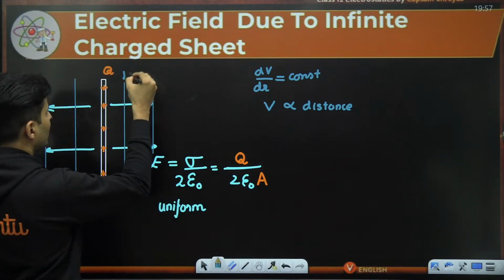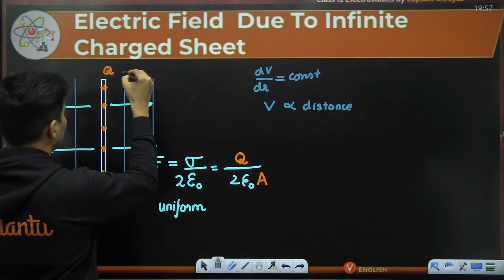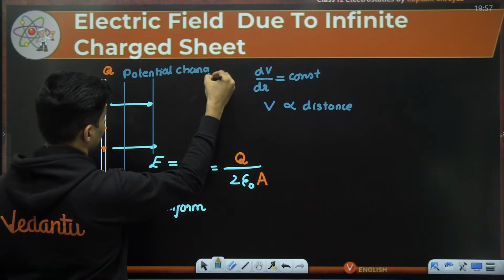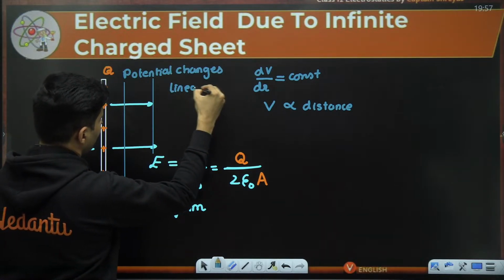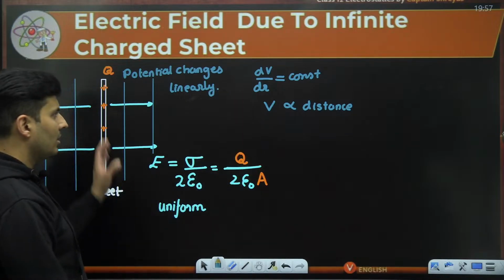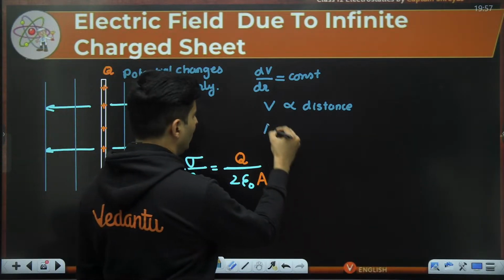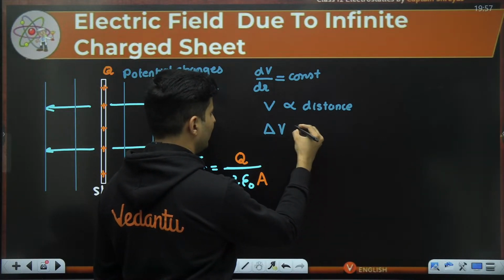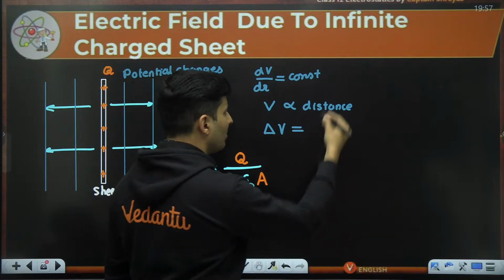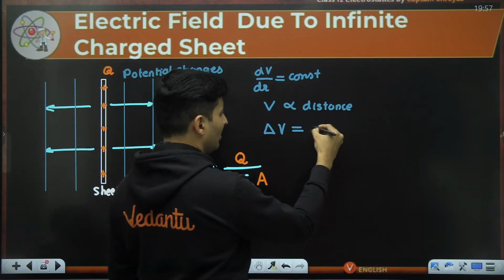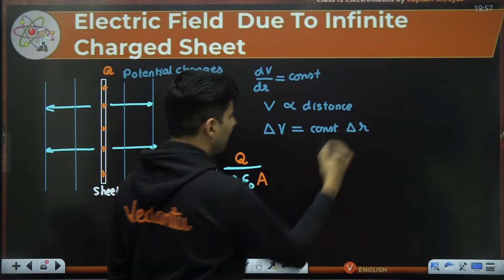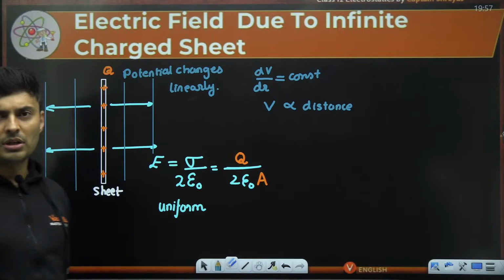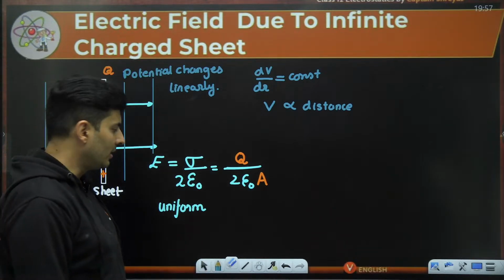The potential changes linearly. Very, very important. The potential will change linearly. And if you want to find the potential difference, it is directly proportional to the distance, so it will be some constant multiplied by delta r. That's not a big deal. It is just linearly proportional to the distance. Very, very important thing.